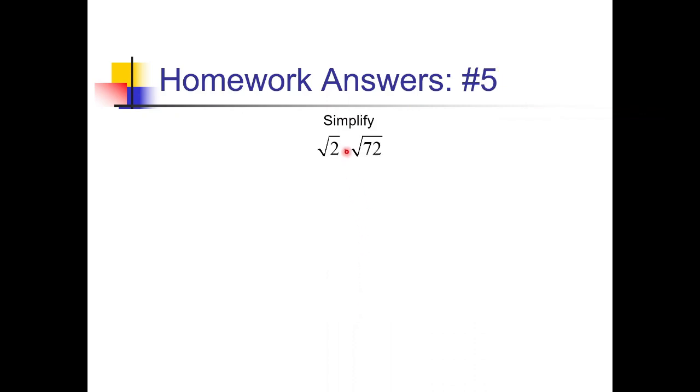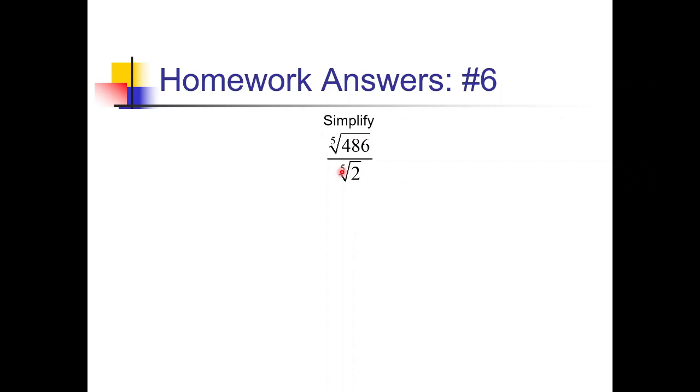For this problem, we have a square root times another square root. So one way you could do this is individually simplify this 72 and then multiply stuff together. But I say let's multiply the stuff right away and see what we get. See if it's maybe a perfect second power, perfect square. So 2 times 72 is 144. And 144 is a perfect square. The square root of that is just 12. So we're actually done.